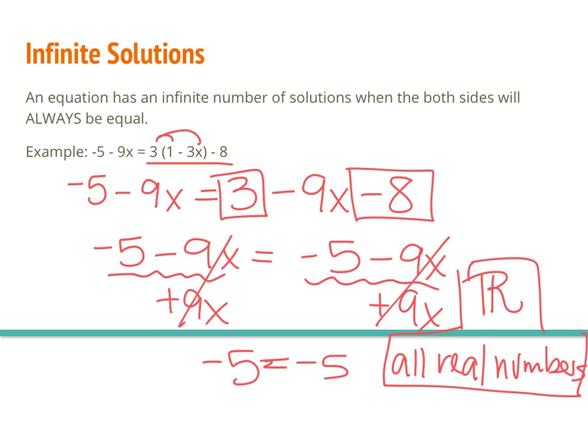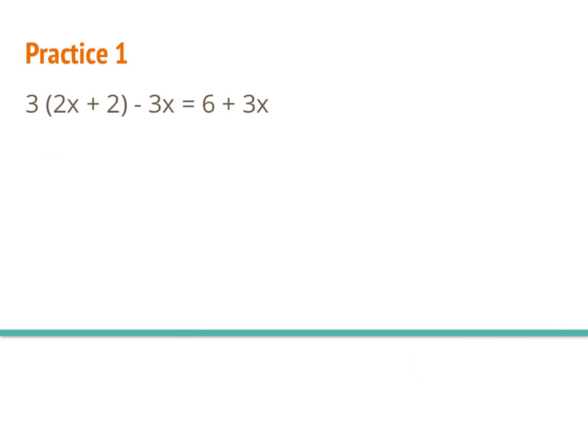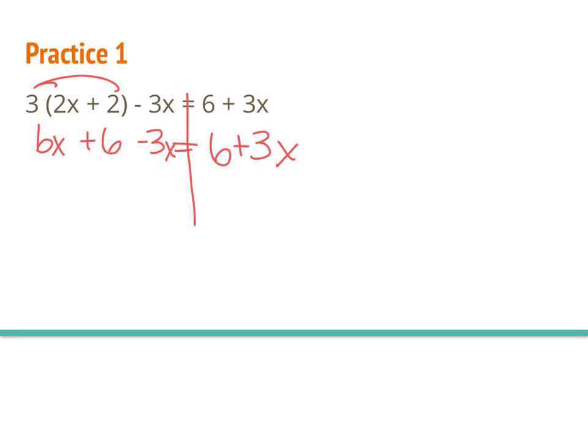So let's do some more practice on this. Okay, so here we have an equation. First step, we have to simplify this, so we're going to distribute first. That's 6x plus 6 minus 3x equals 6 plus 3x. Now I'm going to combine like terms. So 6x minus 3x is 3x plus 6, which equals 6 plus 3x.